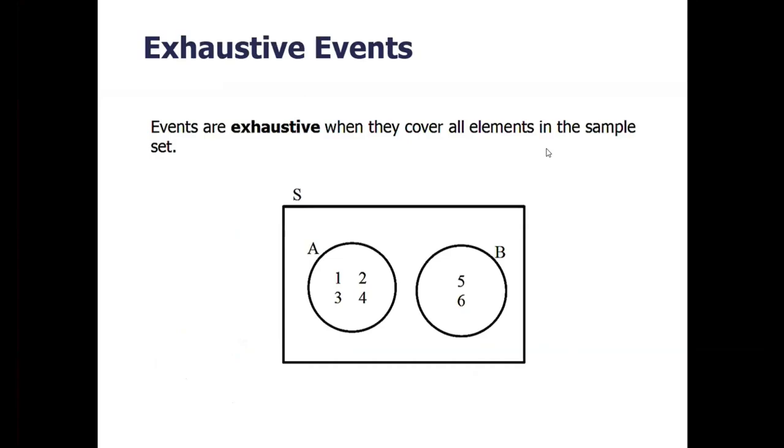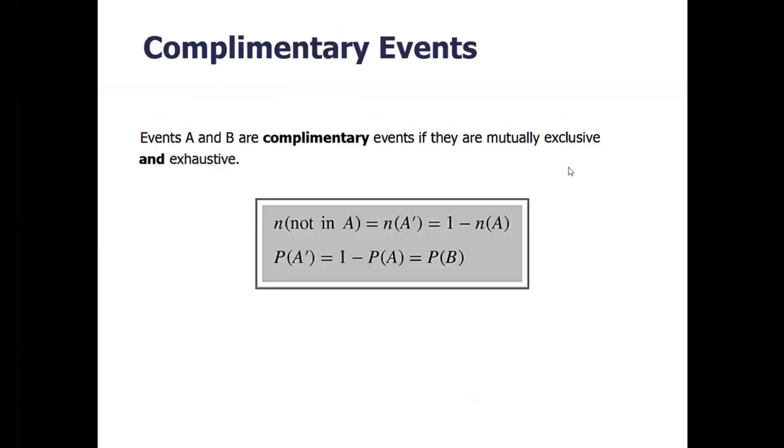Then an exhaustive event. Events are exhaustive when they cover all the elements in the sample set. I mean, think about it. When you're exhausted, when you've used all your energy, everything that you have to give, that means you are exhausted. Now, it's the same thing here. When the sample space is given everything it has to the events, then the events are what we call exhaustive. Now, complementary events. Events A and B are complementary events if they are mutually exclusive and exhaustive.